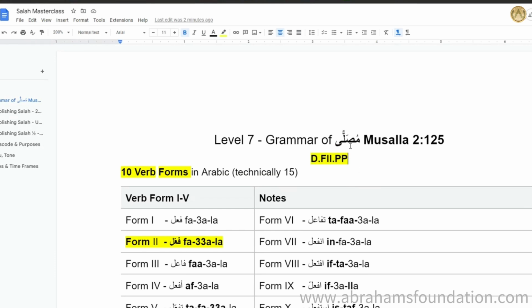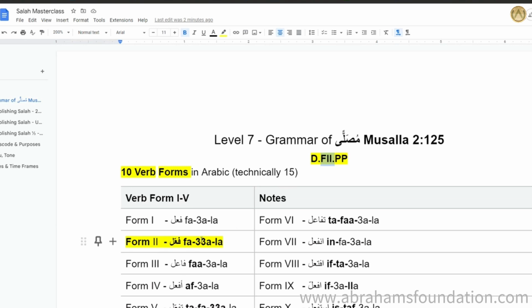Now what do you see here, Ismail? Defective. Form 2. Participle. Past, passive. Past participle, yeah. Passive. It's in the past tense. It happened. It's very simple. And then you can see them. So now you can see why is it form 2? Form 2.